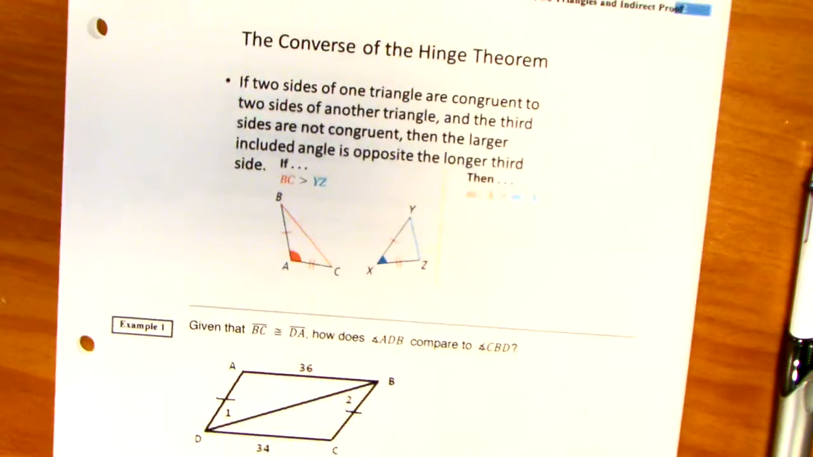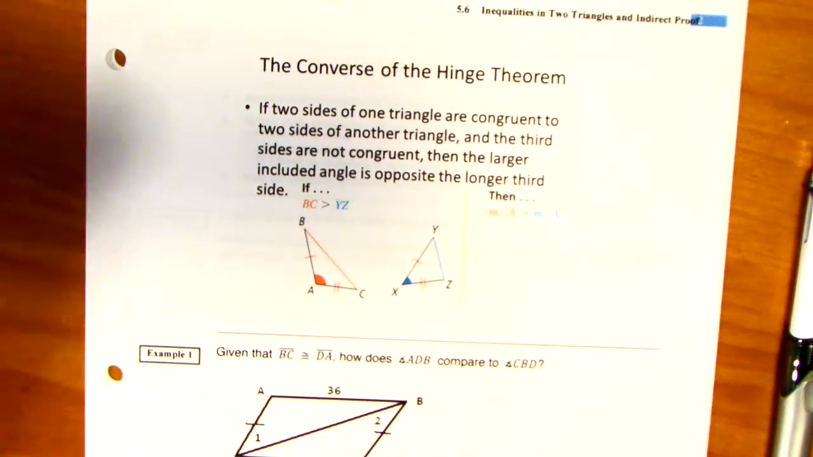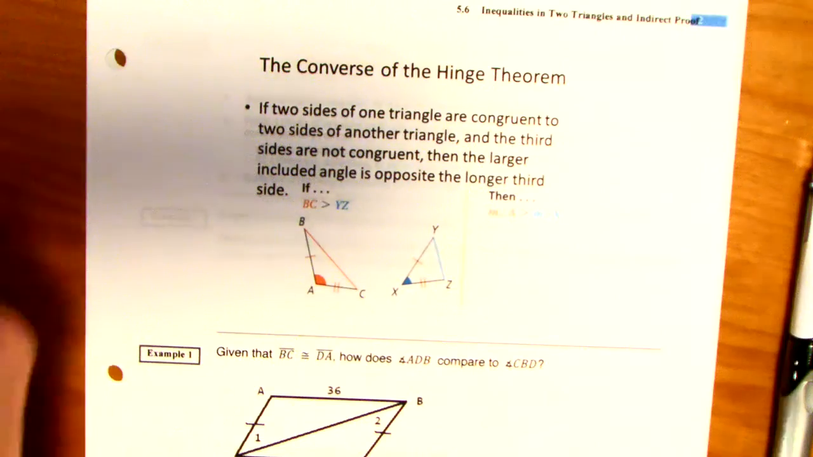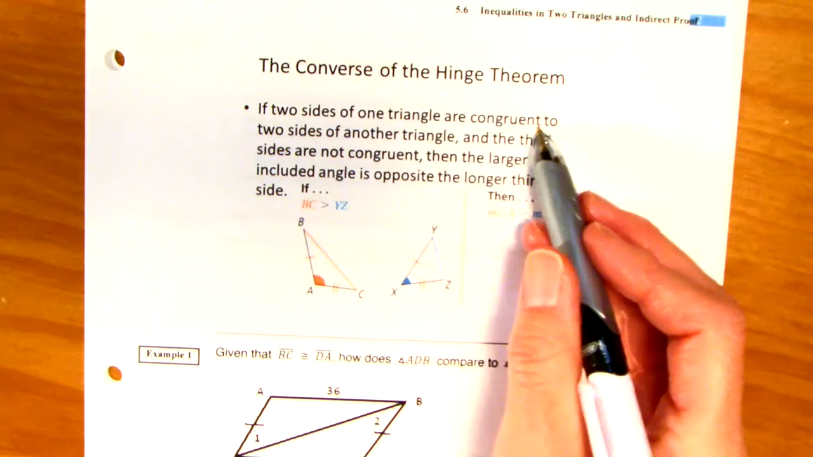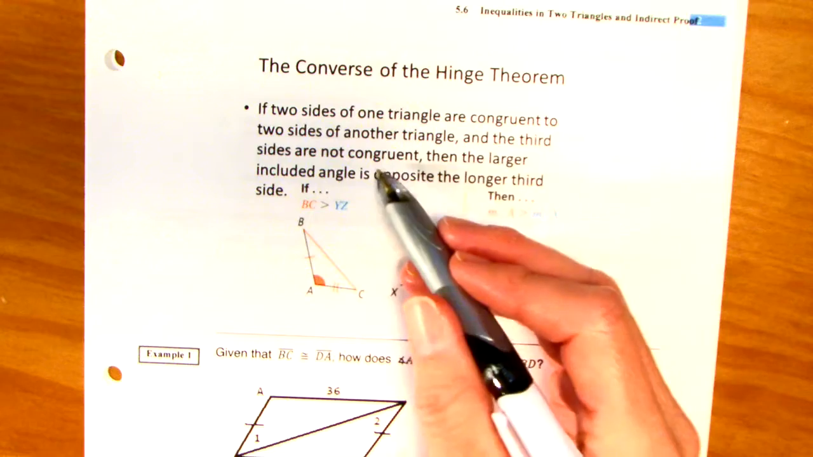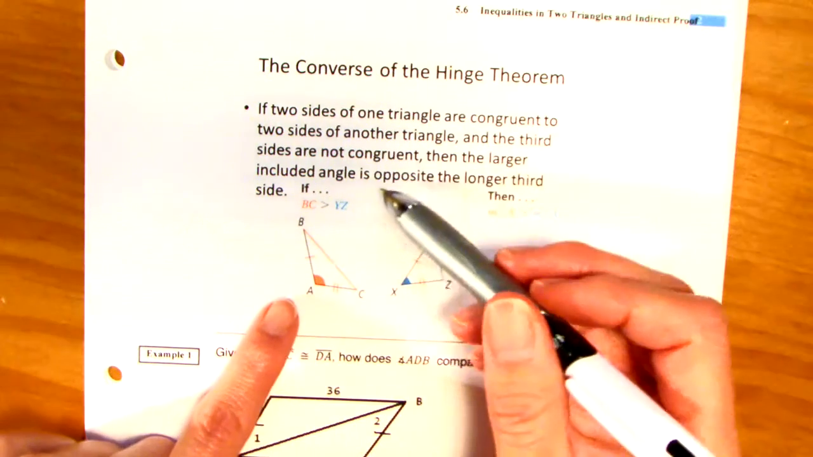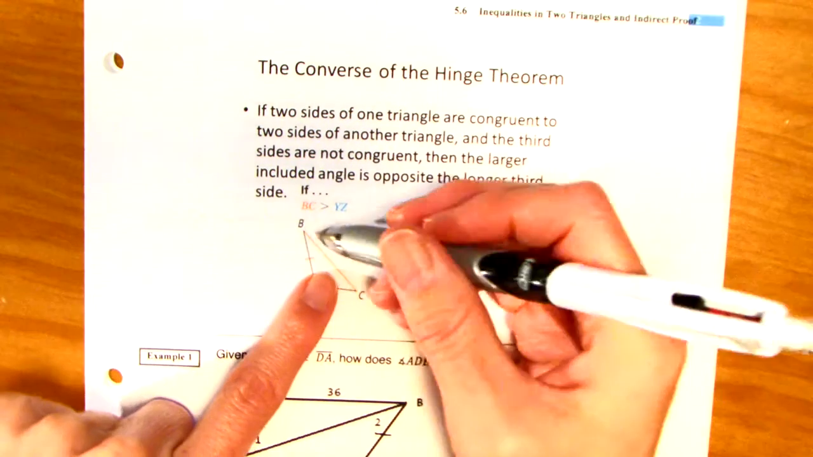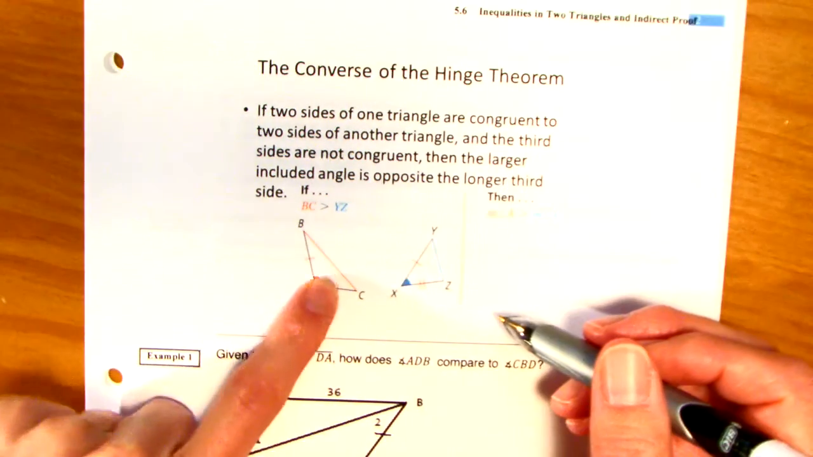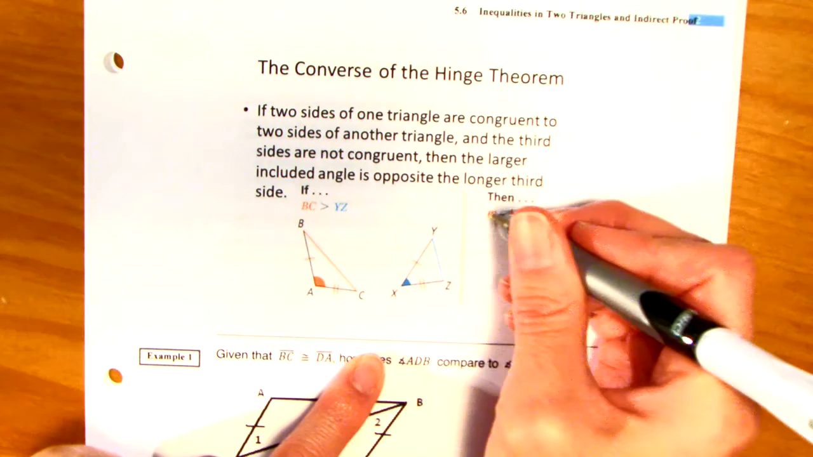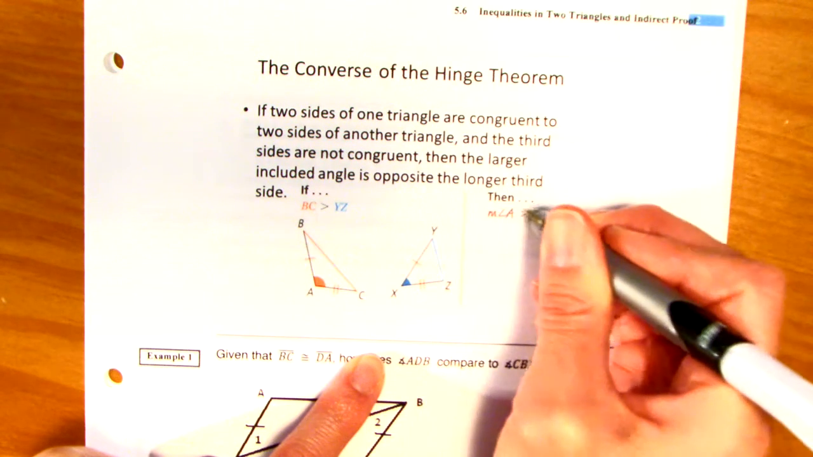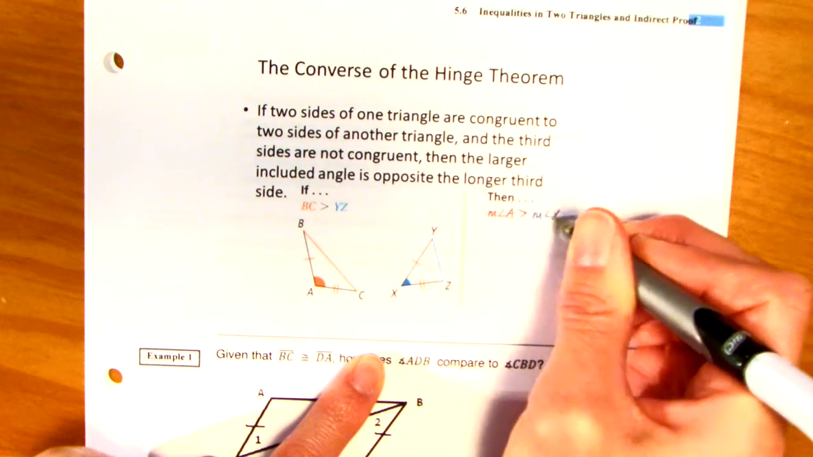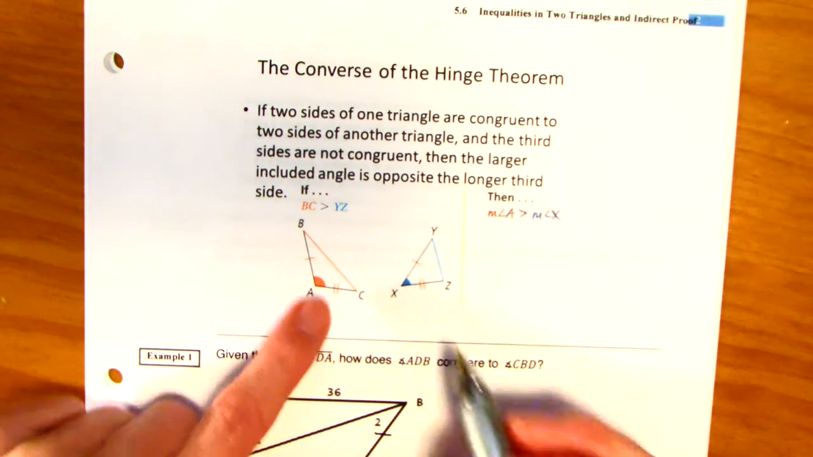All right. Moving on. Ooh, the converse. Before, I had this on one little picture, so it took up a lot of space. If two sides of one triangle are congruent to two sides of another triangle, and the third sides are not congruent, then the larger included angle is opposite the longer side. So now they're saying if this side is longer, then that angle's bigger. Then the measure of angle A is greater than the measure of angle X. We're talking about the angle in between the corresponding congruent sides.